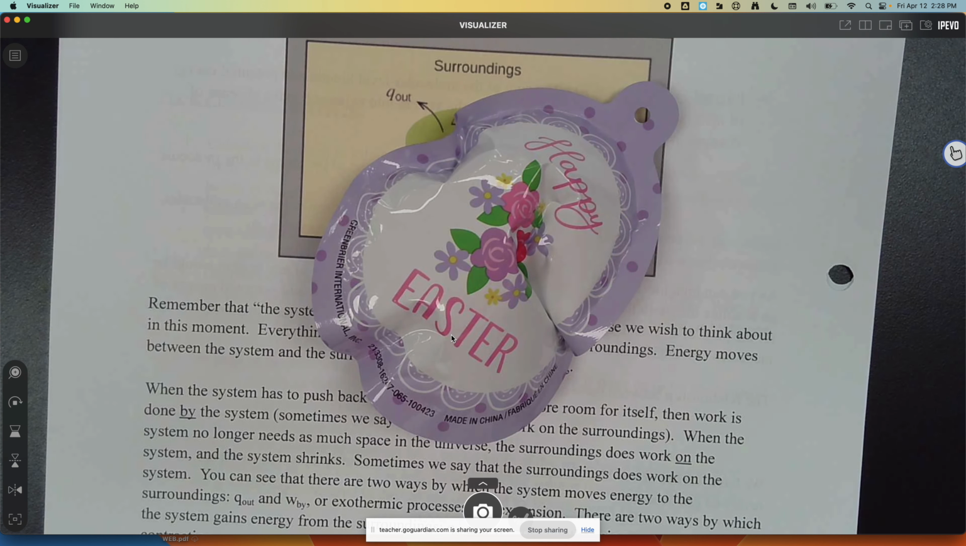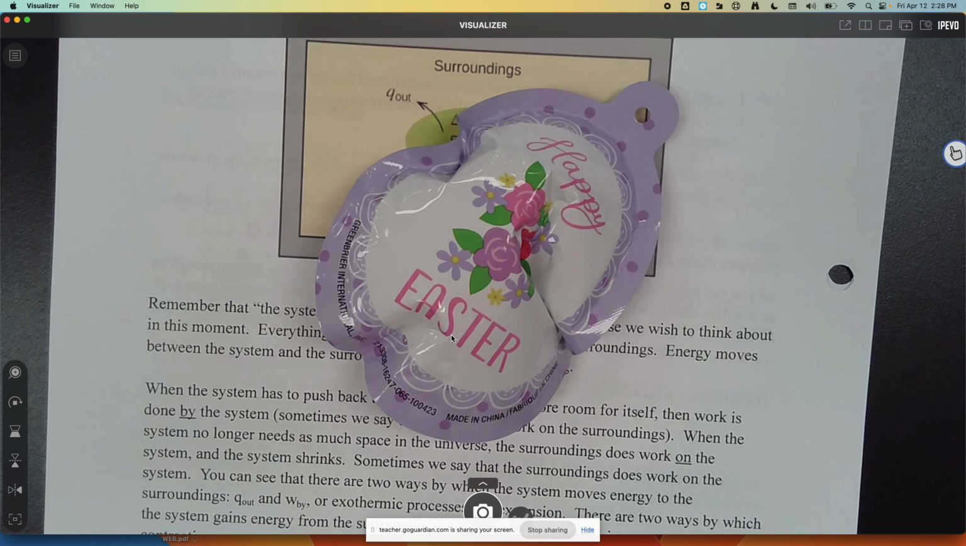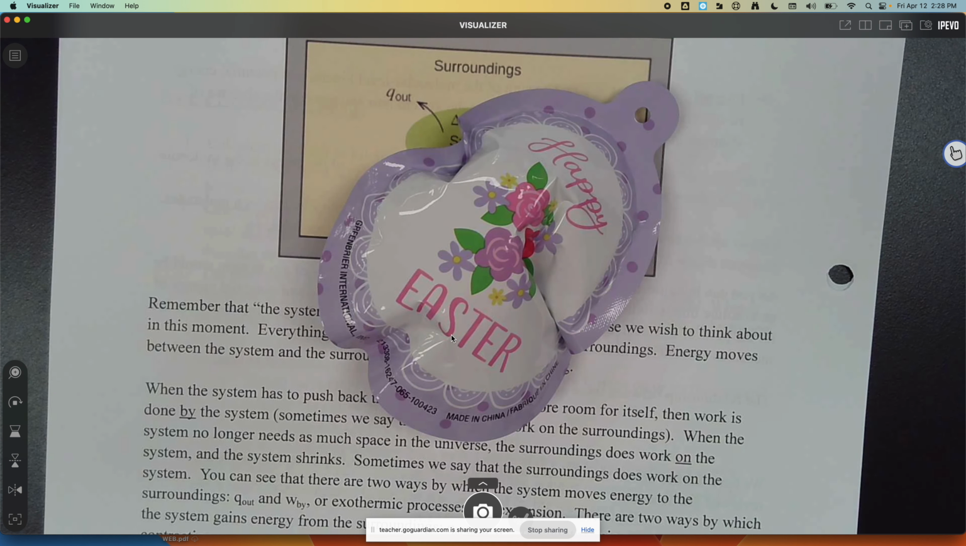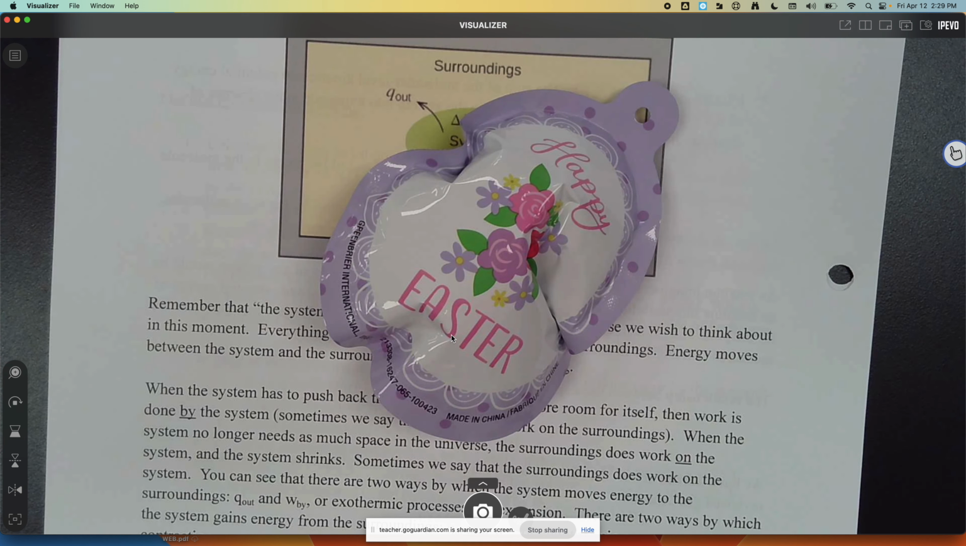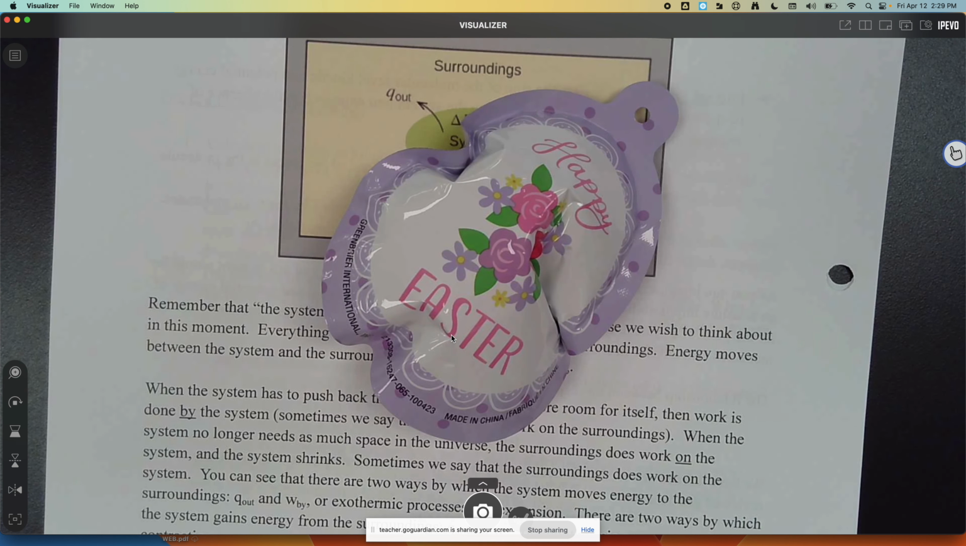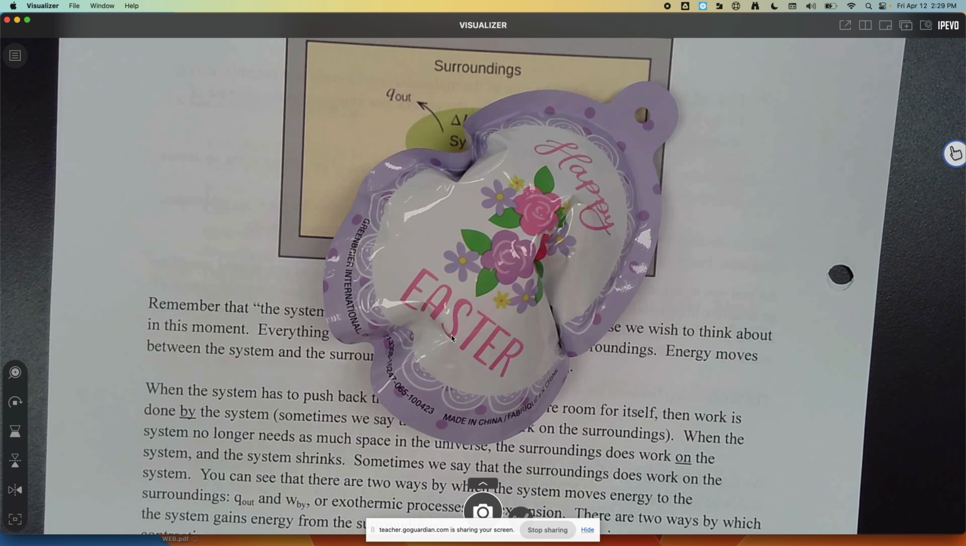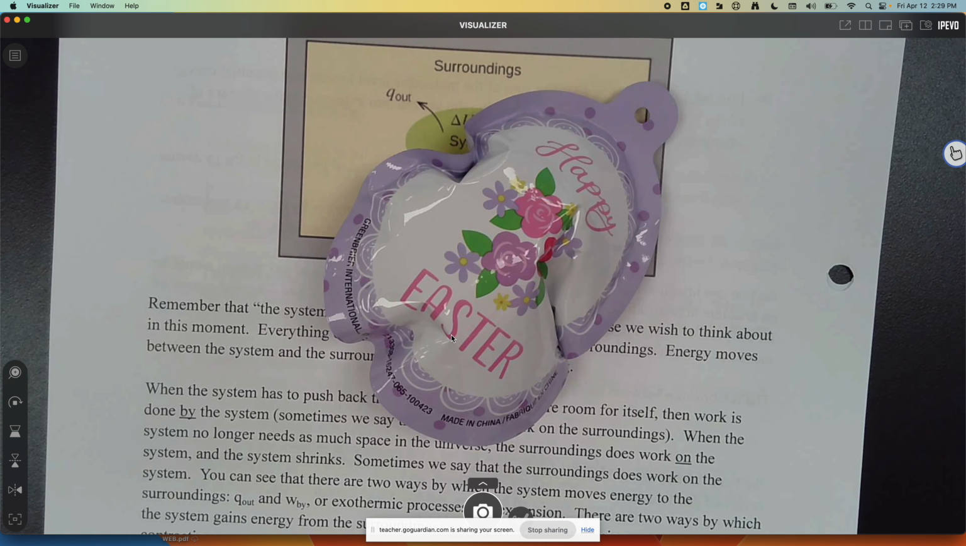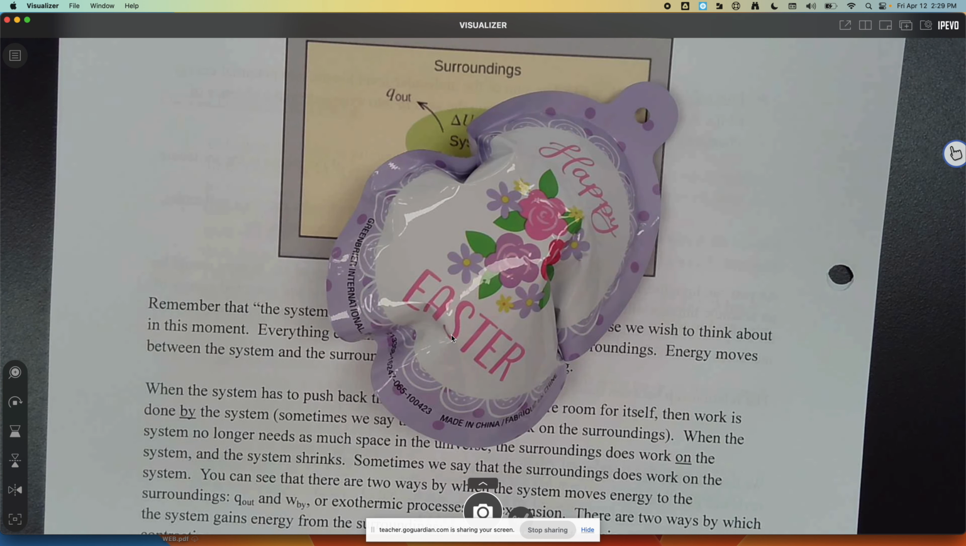Nice and flat. Our system isn't taking up very much space right now. When I do this and start the chemical reaction, our balloon is expanding. The thing that you tend not to think about is that in order to expand, the balloon is having to push back the atmosphere to make room for itself to get fatter and fatter and fatter.